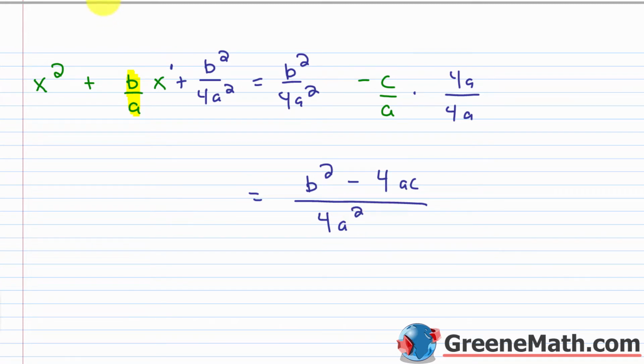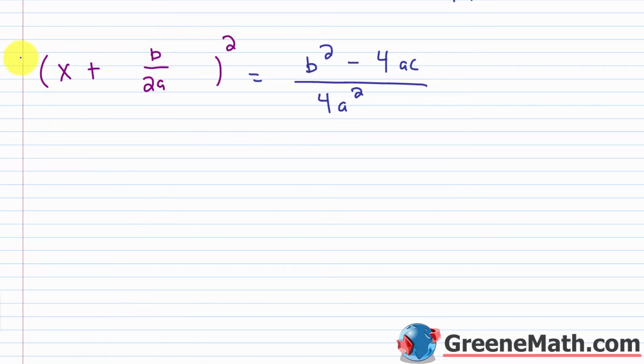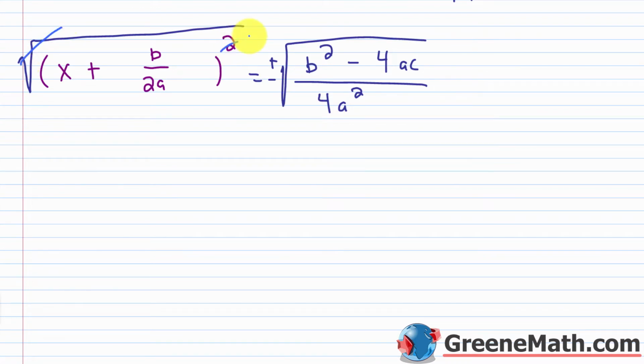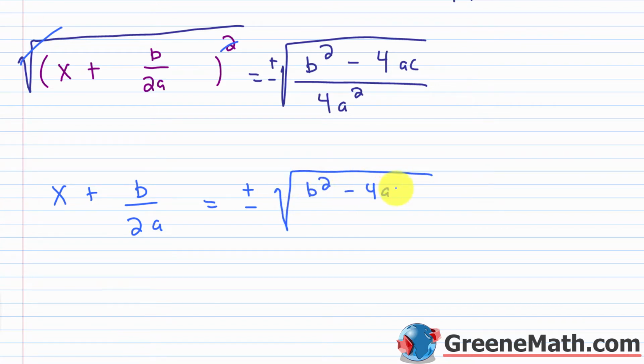So now the left side is a perfect square trinomial. So we're going to factor this guy. We know the first position would be x, and then there's a plus there. And then in this position, the square root of b squared is b. The square root of 4a squared is 2a. So now what I want to do is use my square root property. I'm going to take the square root of this side, and I'm going to go plus or minus the square root of this side. And of course, this is going to cancel with this. And I'm going to have x plus b over 2a is equal to plus or minus the square root of b squared minus 4ac over 4a squared.